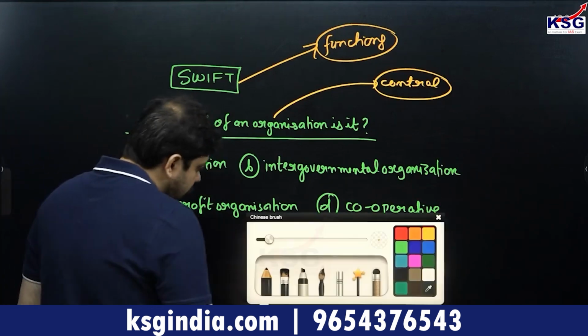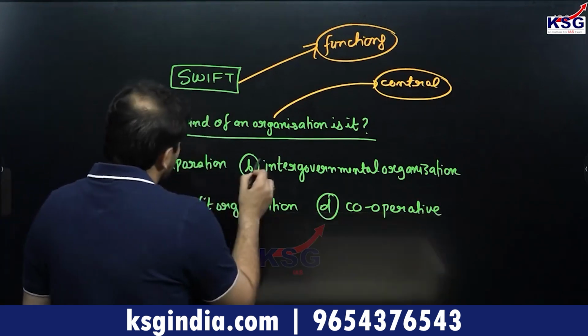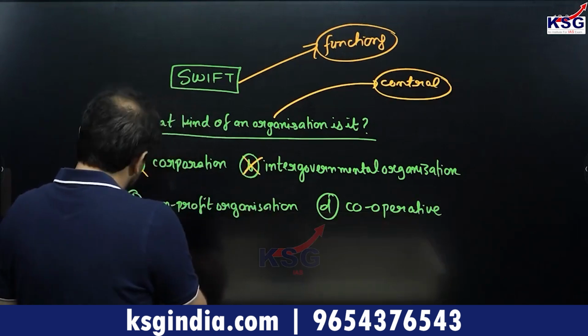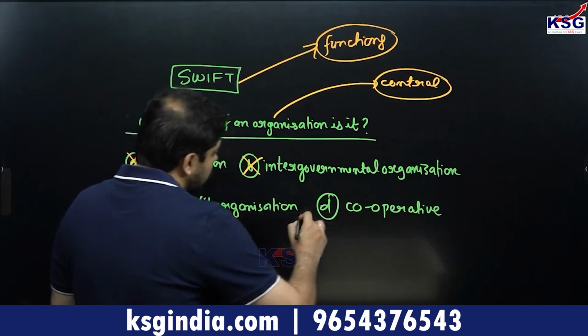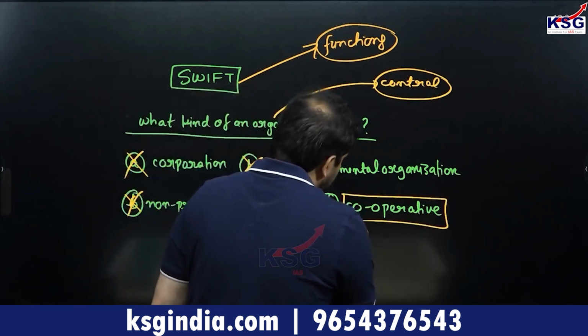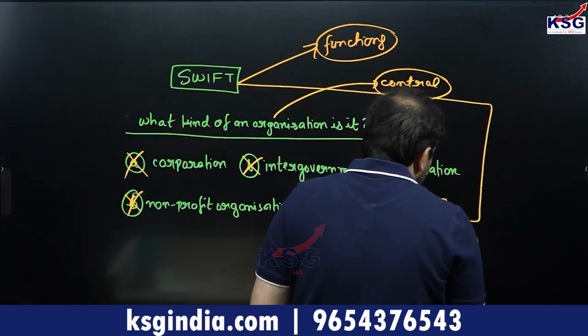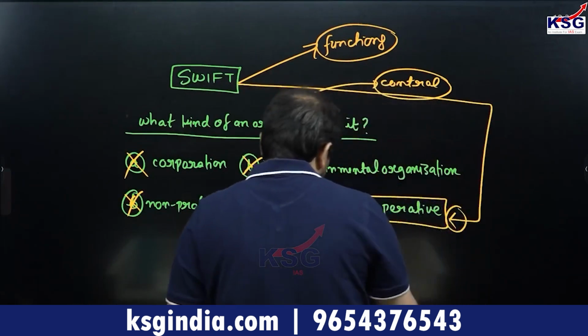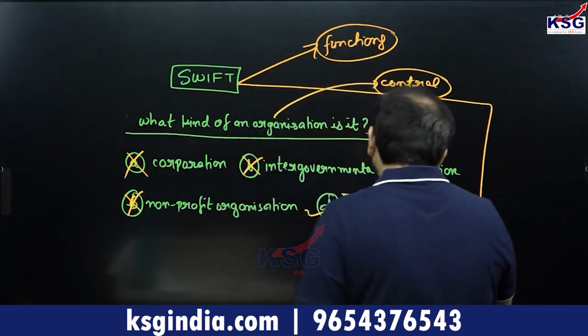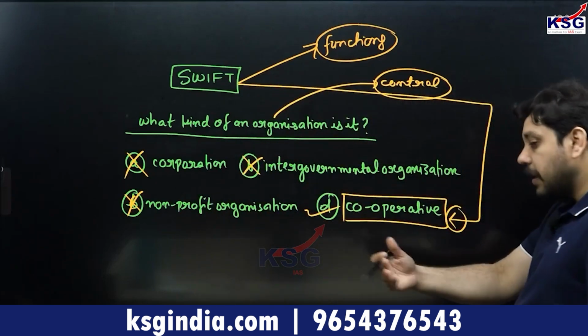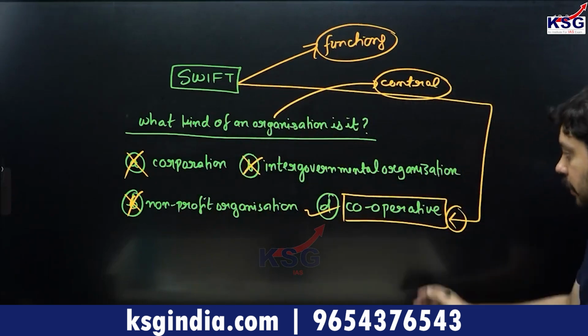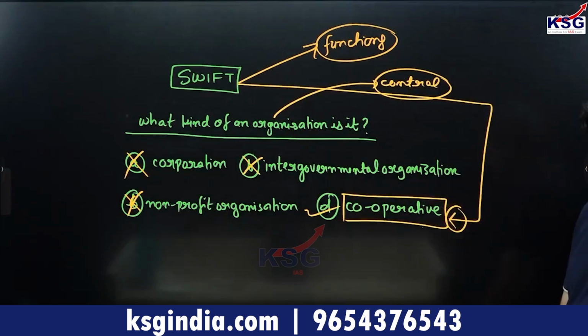The correct answer is neither A nor B nor C. The correct answer is D, cooperative. SWIFT is a registered cooperative. A cooperative, for example, like the cooperatives you have in India. For example, Amul is a dairy cooperative. It is a cooperative, right?